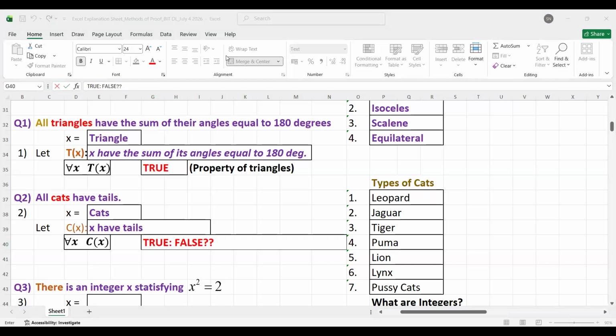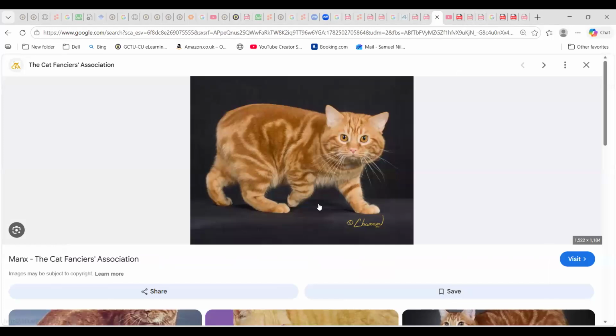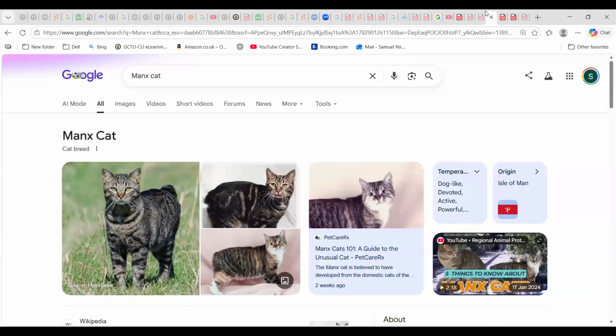So the way to prove these things, if you have time and it is not an exam or an assignment, is this: because the quantifier is "all", you must go to Google and find out, are there cats without tails? If you do that, you will see that there's a cat called Manx, M-A-N-X. This Manx cat, by virtue of how it is formed, doesn't have a tail.